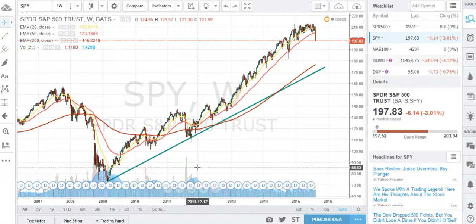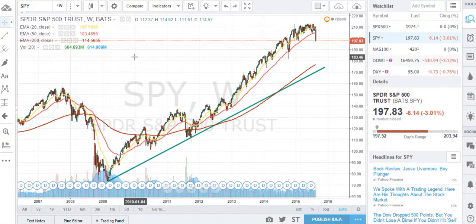So the first chart here is the Spider 500, or the S&P 500, SPY. As you can see, we had a pretty large breakdown here in the general trend last week. What we're looking at currently is the 1 week chart dating all the way back to 2008, which is right around the pre-recession time.